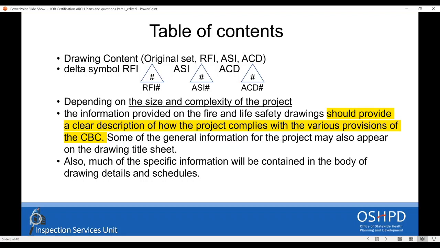What do approved construction documents contain? They include the original approved set, RFIs, changes with no material alteration, and changes with material alteration, all identified with their specific delta number. The information can be anywhere in the drawings and also in the specifications, but usually some of the general information of a project may appear on the drawing title sheets, and some specific information will be contained in drawing details and also in schedules.